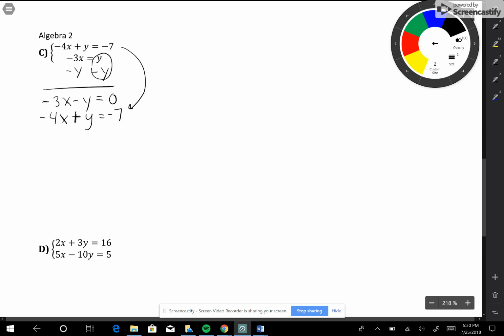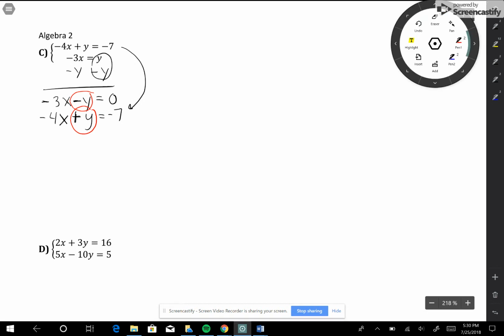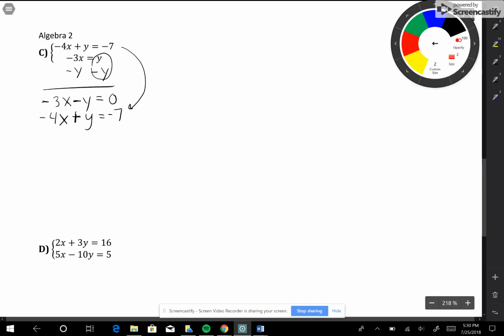And right away, I noticed something that looks really awesome, might make my life a little easier. Right here, my first equation has a positive y. My second equation has a negative y. Those are opposites of one another. So that means if I just go ahead and make this an addition problem, those will cancel out. I don't have to do any multiplication to make them opposites. So let's do it. Let's say, all right, let's add these.